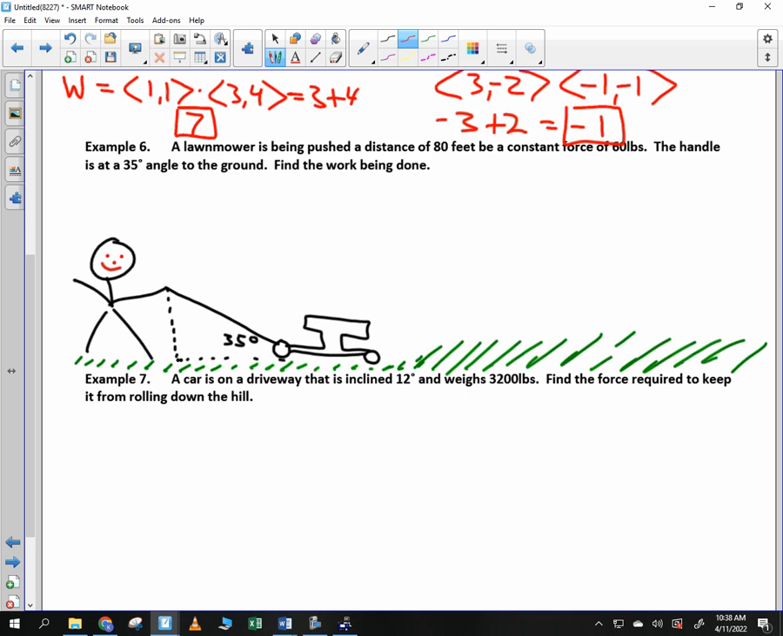Okay? It'd be really cool if next time you mowed the lawn, you calculated this for your parents so you could give them a numerical representation of the amount of work that you did.